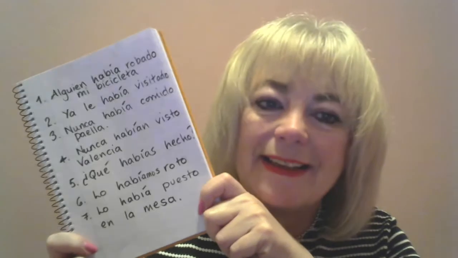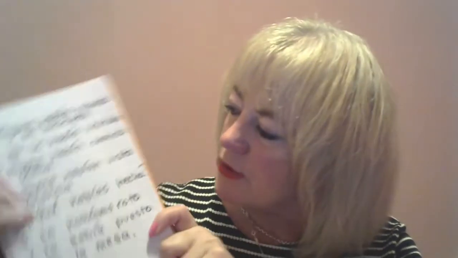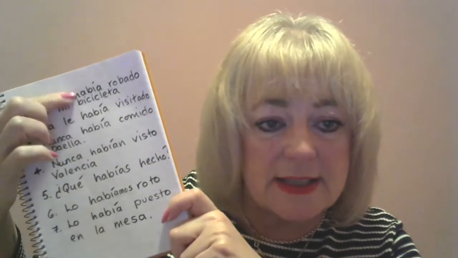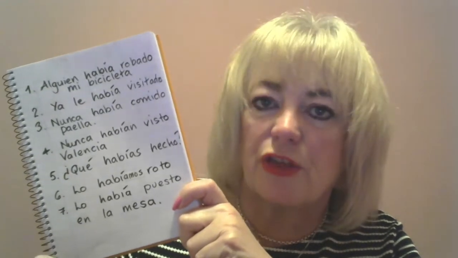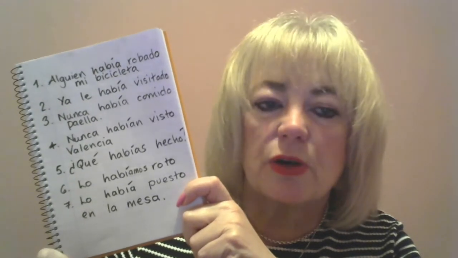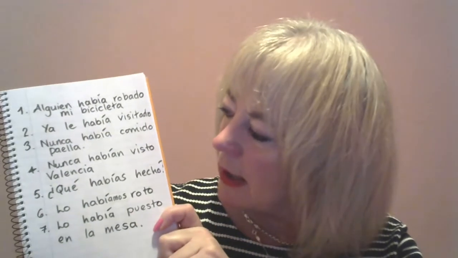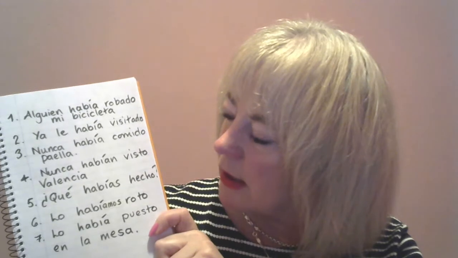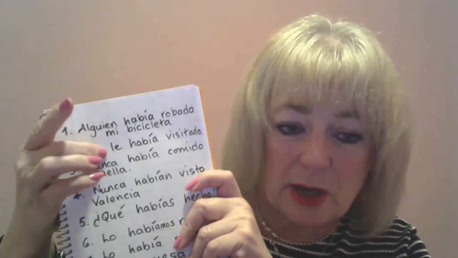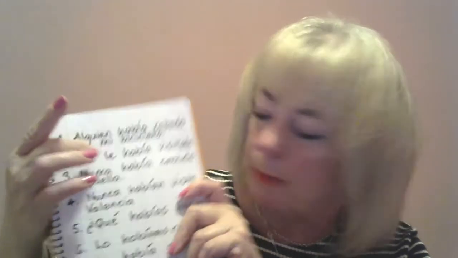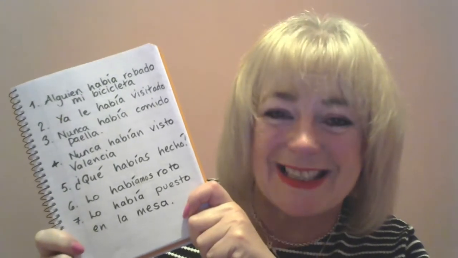Número 1. Alguien había robado mi bicicleta. So when we're using someone, that would be a he or a she, so we use the ending for he or she. Alguien había robado mi bicicleta. Third person singular. Número 2. Ya le había visitado. I had already visited him or her. So we're using le because it's a person. You could use lo or la as well because it's a direct object pronoun, but I would always advise using le when you're referring to him or her.